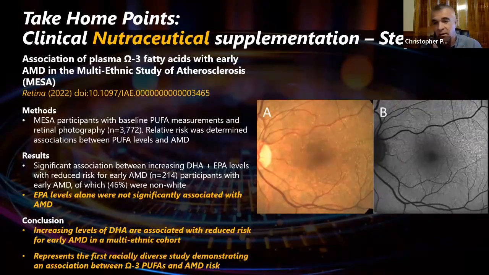This one I think was very, very important because this was the first multi-ethnic cohort. So this was using an across-the-board kind of ethnicity background that showed that essentially EPA levels alone were not significantly associated. It had to be DHA and EPA omega-3 fatty acids. And this is the first time that, in a racially diverse cohort, increasing omega-3 polyunsaturated fatty acids had a decreased AMD risk. I think that is really what I was looking for. So AMD reduction in risk does require an omega-3 supplement.